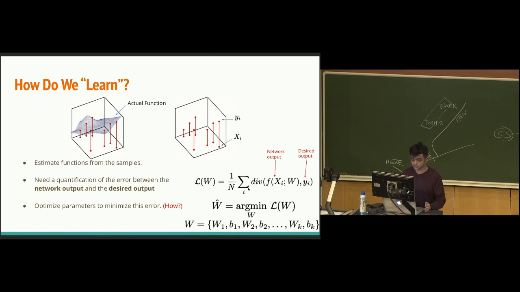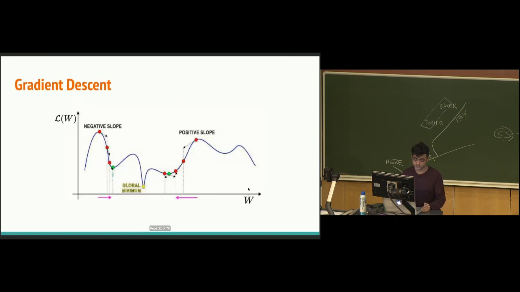So now the only thing which is left is how do we actually optimize the parameters so that the error is minimized. And we do that by something which is known as gradient descent. So let's suppose, for example, that we only have a single parameter in the neural network, and we plot the loss term or the error term as a function of the parameter.